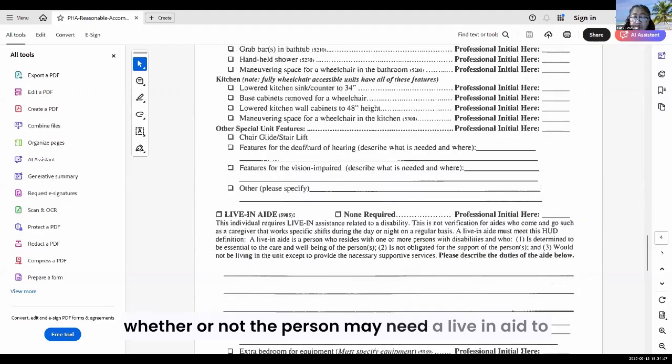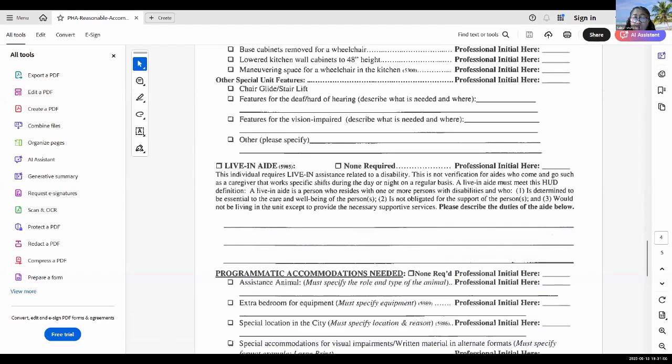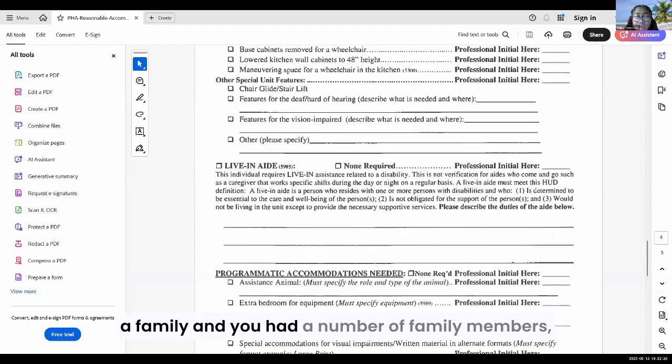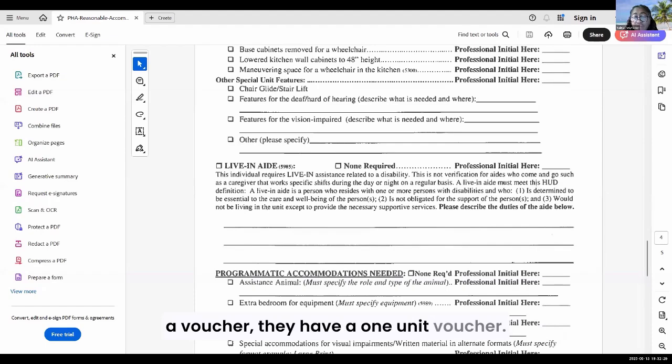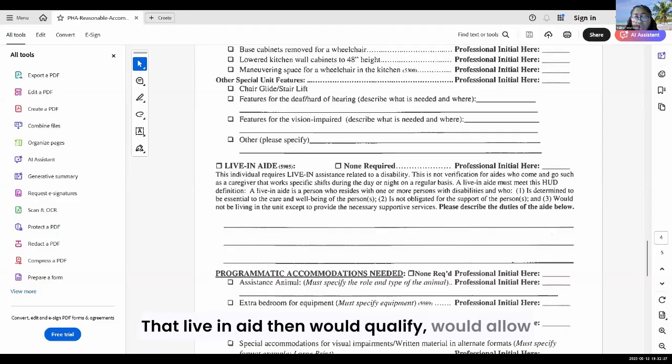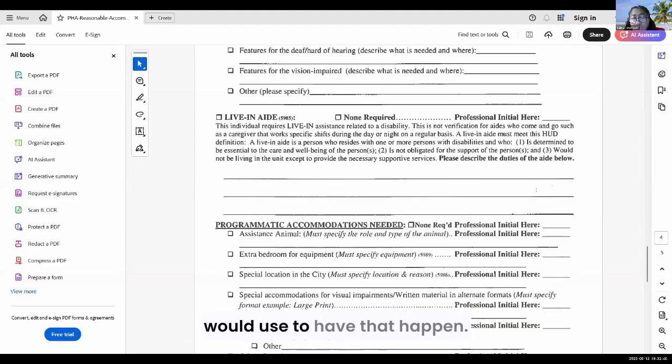Whether or not the person may need a live-in aide to help them live independently, which then would actually extend the voucher. As David said, you may be able to get a voucher through the public housing authority, the PHA, the housing authority, and they speak in terms of vouchers. They speak in terms of units. So if one person would get 1 unit, if you had a family and you had a number of family members, then you might have a 3-unit voucher. But if you have one person who receives a voucher, they have a 1-unit voucher. But if their reasonable accommodation is then a live-in aide, that live-in aide then would allow that person to qualify for a 2-unit voucher. And this is the form that you would use to have that happen.